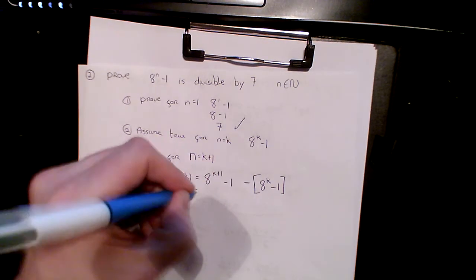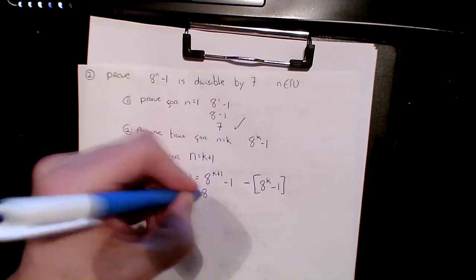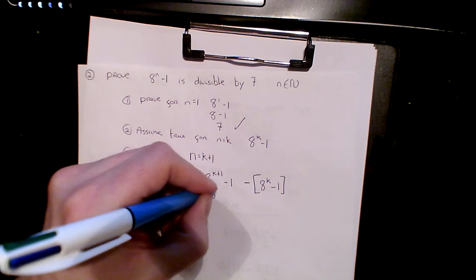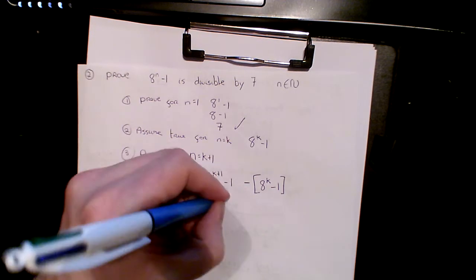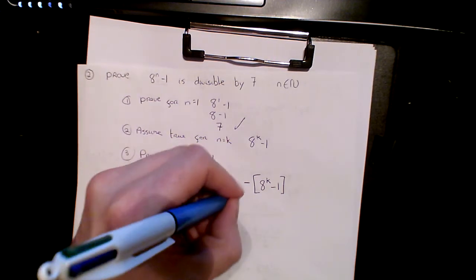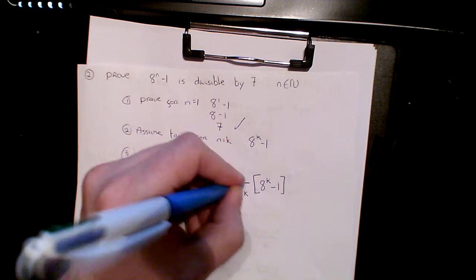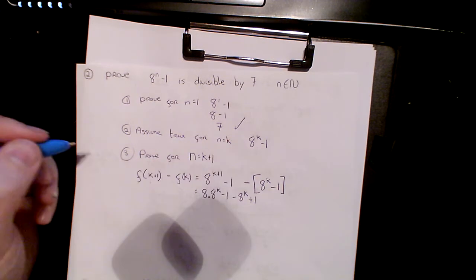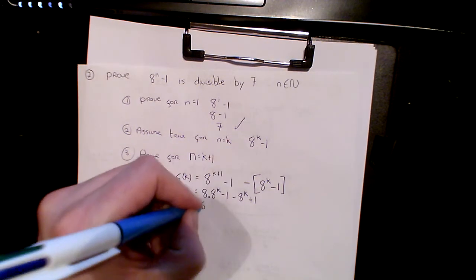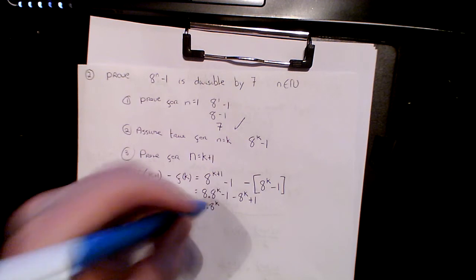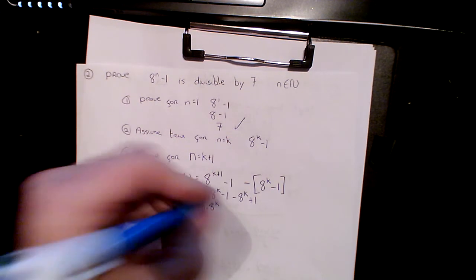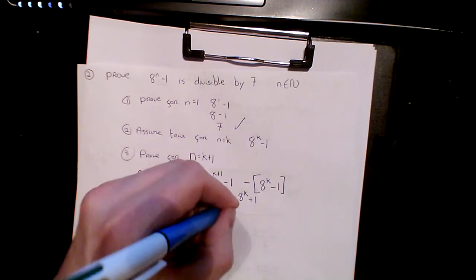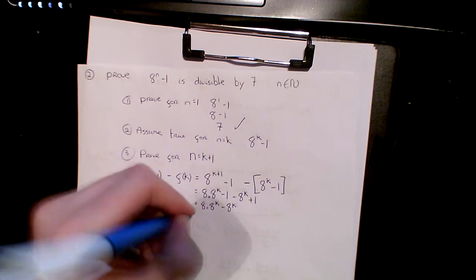Quick bit of algebra then, we have 8 to the k plus 1 is the same as 8 times 8 to the k, minus 1, minus 8 to the k, and then minus by minus is plus 1. That'll equal 8 times 8 to the k, minus 1 plus 1 is gone, minus 8 to the k.